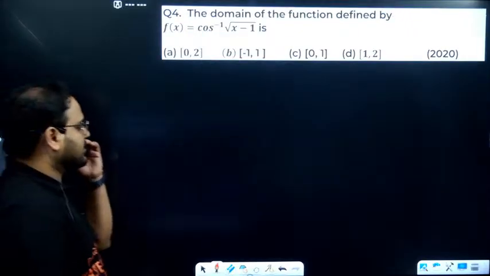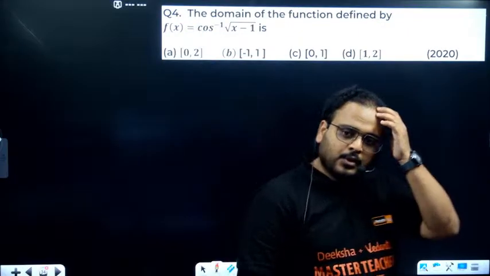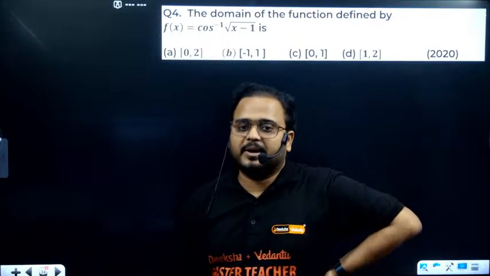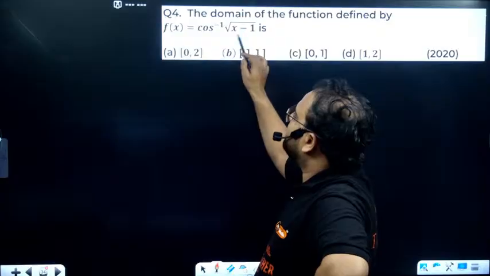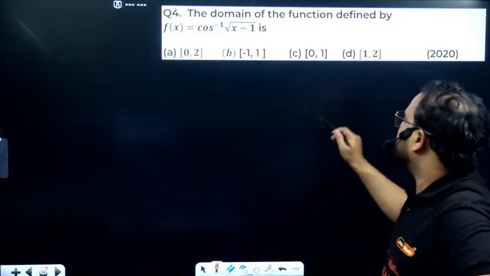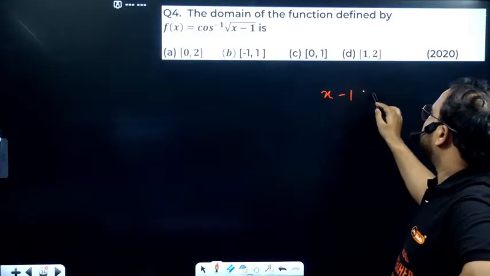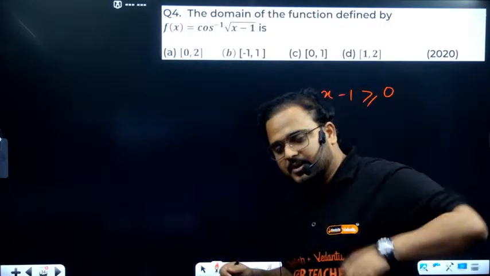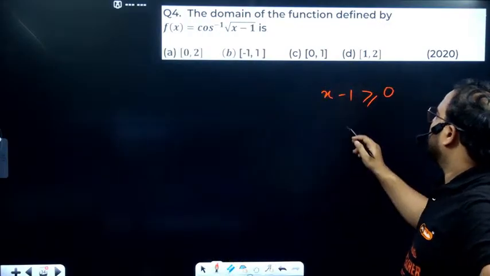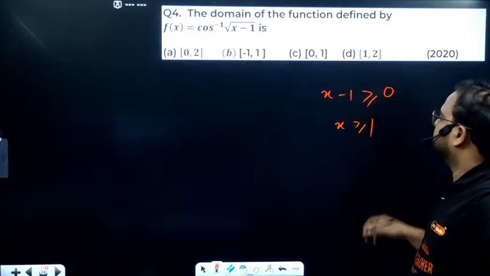Good. Question number 4 now. The domain of the function defined by cos inverse of root of x minus 1. So we have two functions over here. One is inverse trigonometric function, one is square root. Let's look at square root first. It'll be easier. X minus 1 should always be positive. It's inside the root, which means it has to be positive. So it means x has to be more than 1.